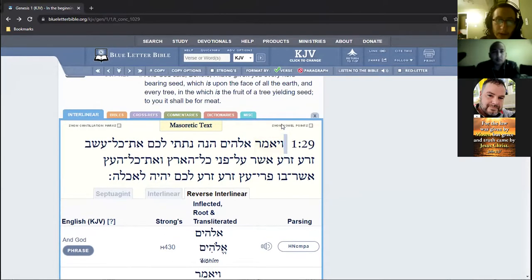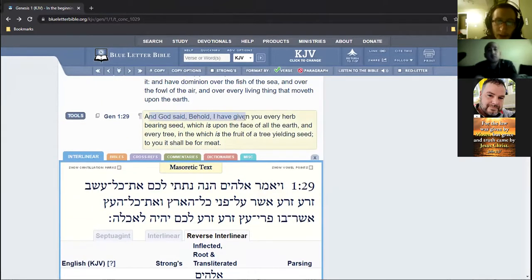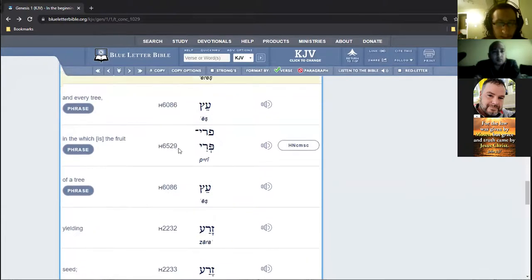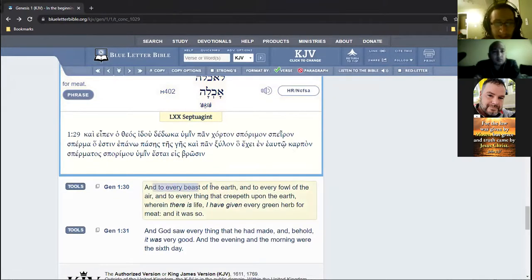This is the verse that says, "And God said, behold, I have given you every herb bearing seed which is upon the face of all the earth, and every tree in which is the fruit of a tree yielding seed, to you it shall be for meat. And to every beast of the earth, and to every fowl of the air, and to everything that creepeth upon the earth, wherein is life." Look at this. These are in italics. That means they added this, "I have given." That should not be there. So instead it should say, "And to everything that creepeth upon the earth, wherein is life, every green herb for meat." And it was so. Meat means food in older English, okay?